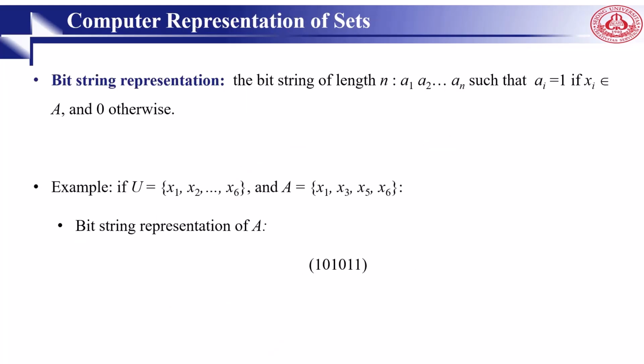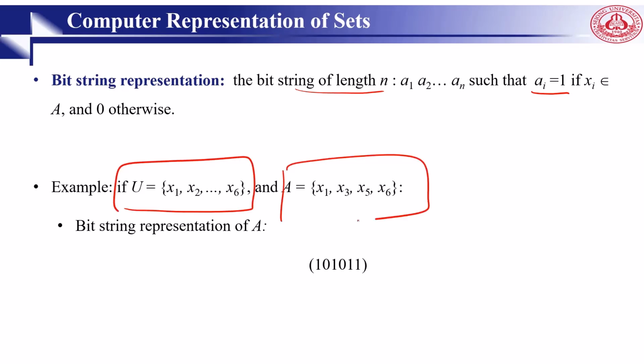Then we have the concept of bit string representation. Bit string representation, for example, for the length of n, is like the bitwise operations that we had already. So A_i is 1 if x is in the set and 0 if it is not there. Okay. Let's see the example. If this is our universal set and this is A, then how do we represent A in bit string representation?